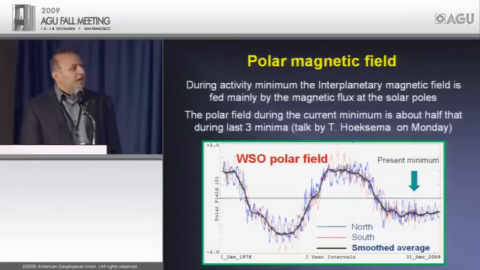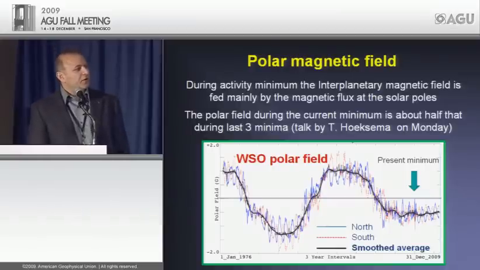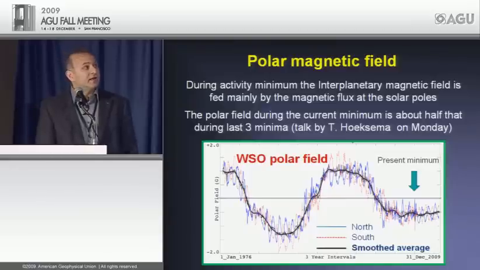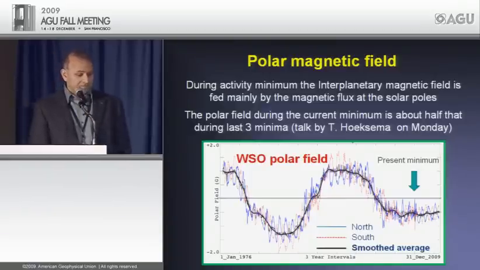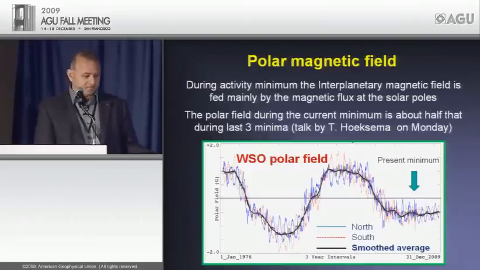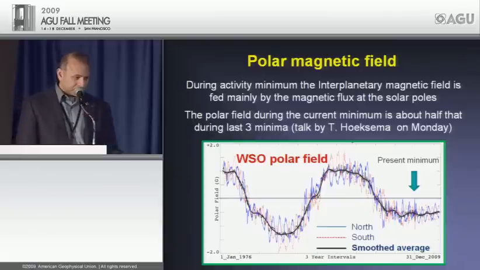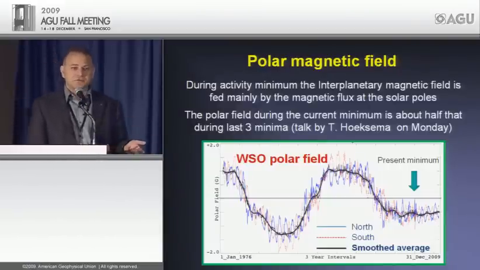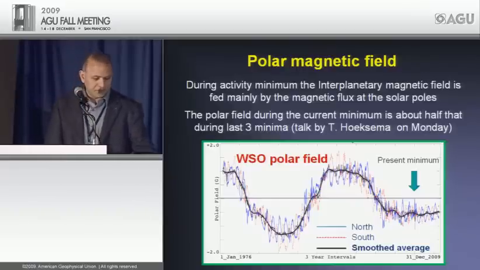And the minima are given by these extrema, right? The horizontal line in the middle is zero. And you see that at the current minimum, the polar field is only about half as strong as it was in the three previous minima. So again, unusual, but not a very long period of time that we are comparing with. And having it about half as strong in the polar field is very much consistent with having a heliospheric field which is also roughly half as strong as it was in the previous few minima.